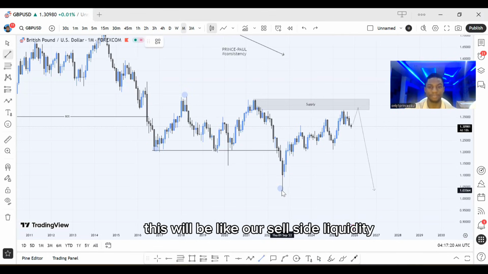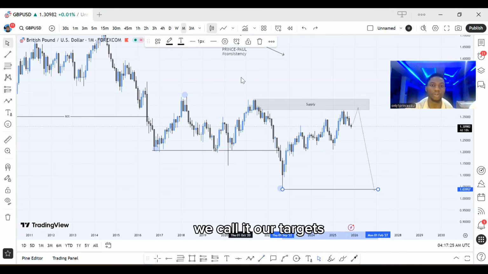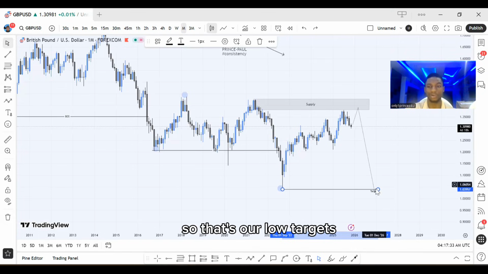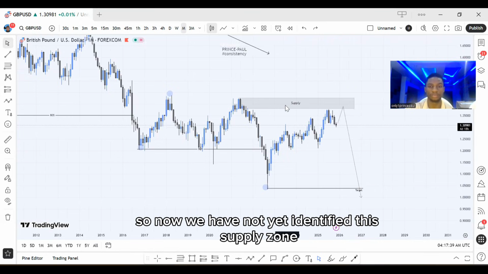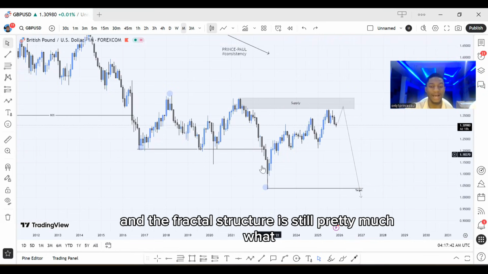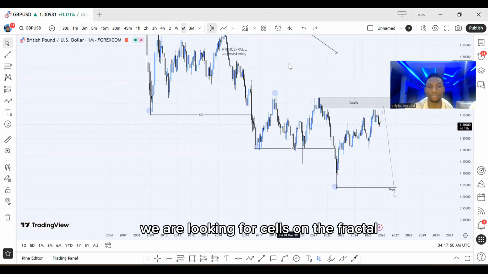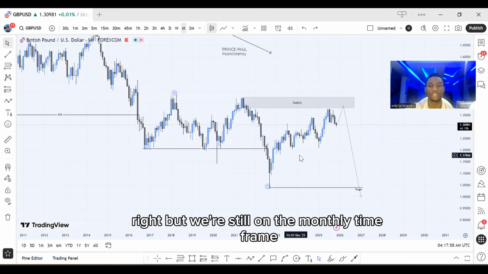This will be like our sell side liquidity, or in this case we'll call it our target, because we're expecting that when price taps into that supply, we'll be selling down to take out this low. So that's our low target, right? Now we have not yet mitigated the supply zone, and the fractal structure is still pretty much bullish. So despite we know that on the swing we are looking for sells, on the fractal we are bullish. So we're going to be riding the buys until the sell starts, right? But we're still on the monthly time frame.